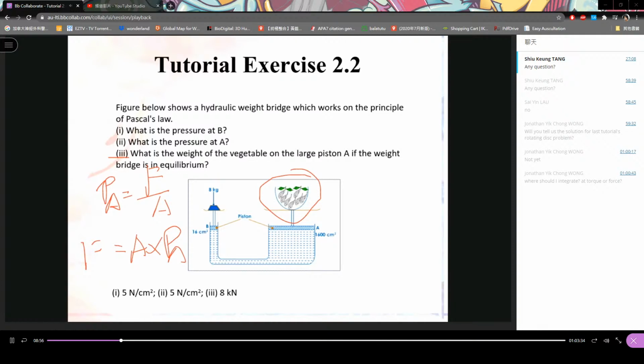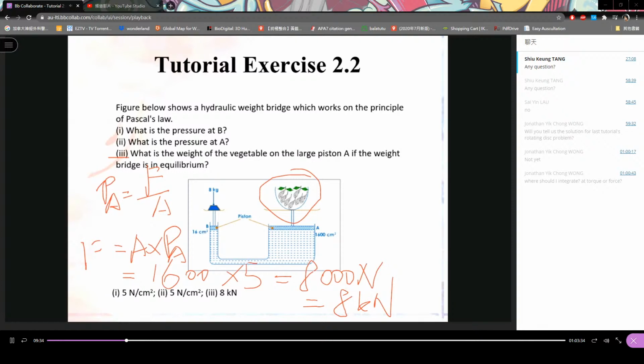Okay, so very straightforward. The area is 166 centimeter square, and the pressure is 5 Newton. So altogether, the weight of the vegetable is 8,000 Newton, which is 8 kilo Newton. So no big deal, right? Very simple, and I don't think you have any problem.